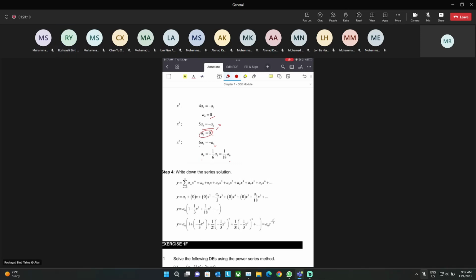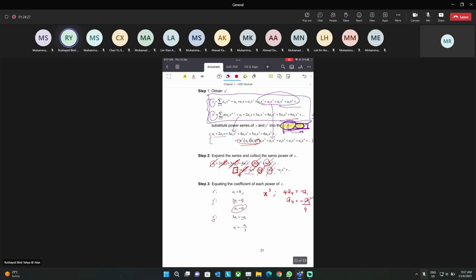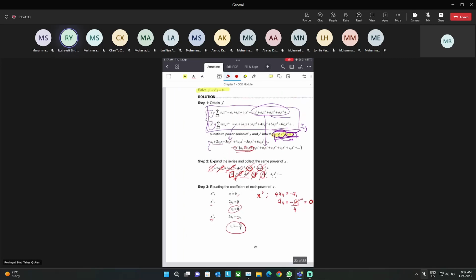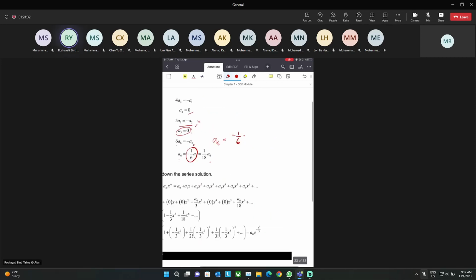So A6 equal to negative 1 over 6 times A3. A3 just now is, look back, negative A0 over 3. So negative 1 over 3 A0. So when you multiply, it becomes positive 1 over 18 A0.